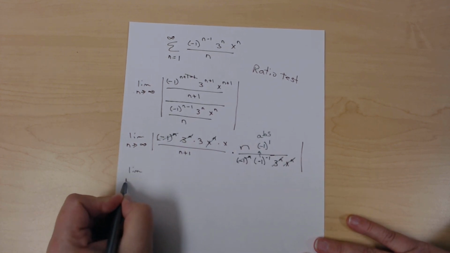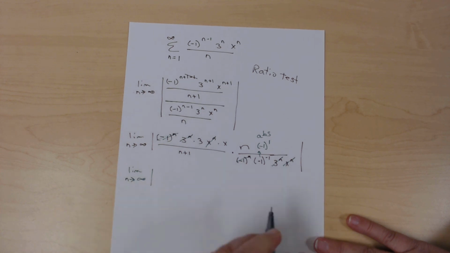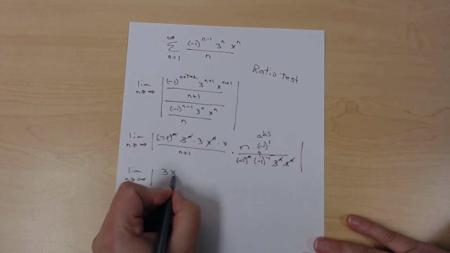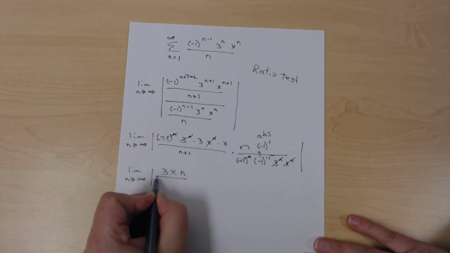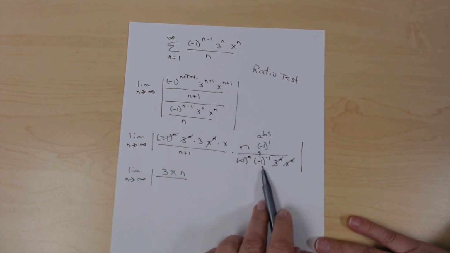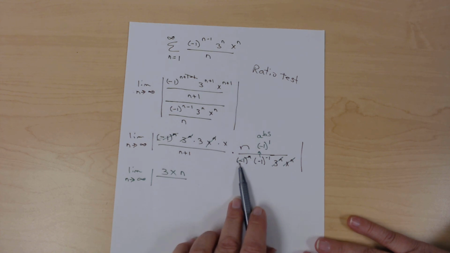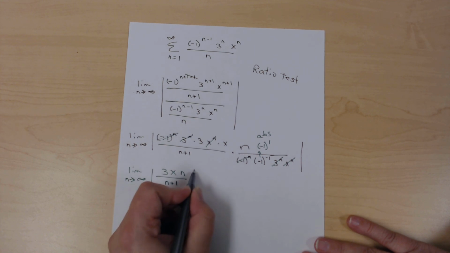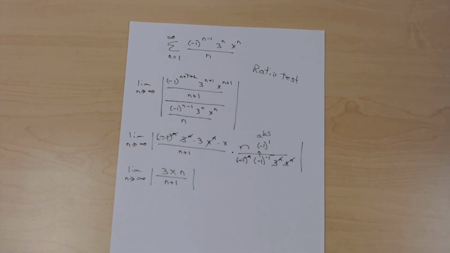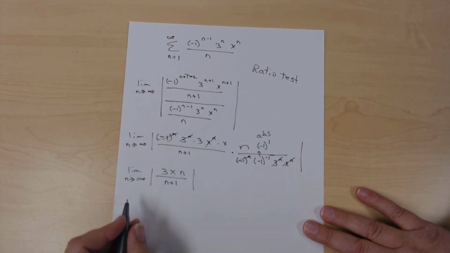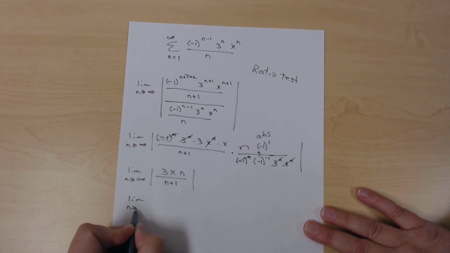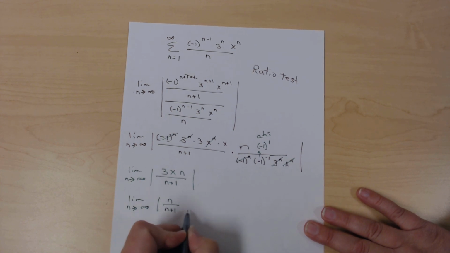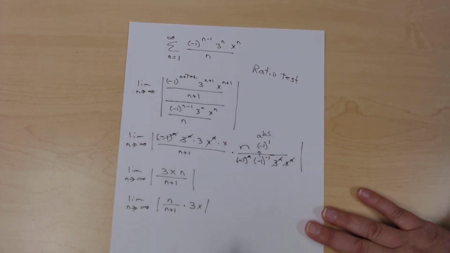So, okay, let's write, what do we have left? We got a 3, we got an x, we got an n. And then on the bottom, that guy's gone because of absolute value, and then we have n plus 1. So that simplified a lot, which is beautiful. Do we have enough room? Okay, the limit as n approaches infinity, we could just move the n to the front. And then we have 3x, like that.